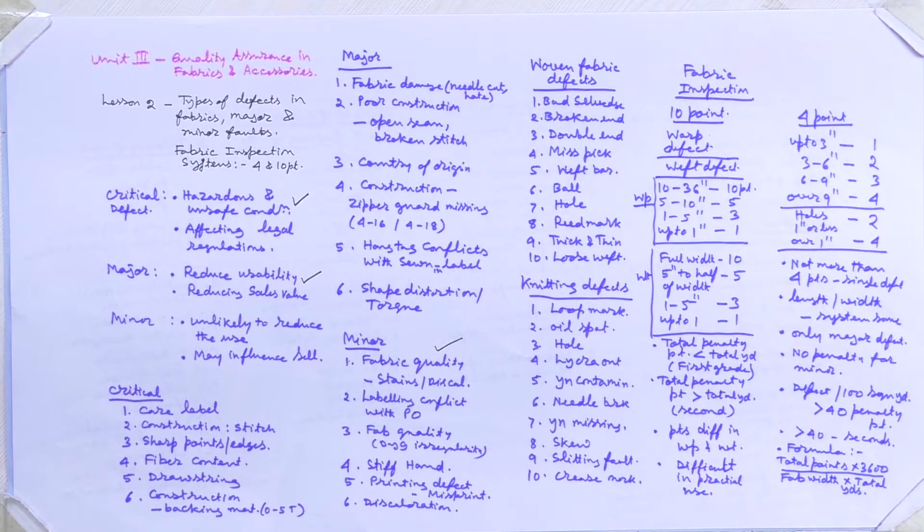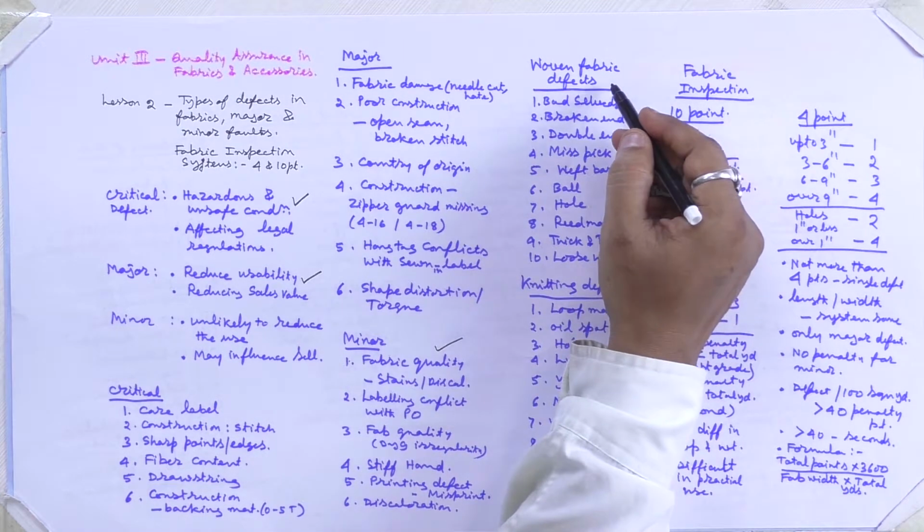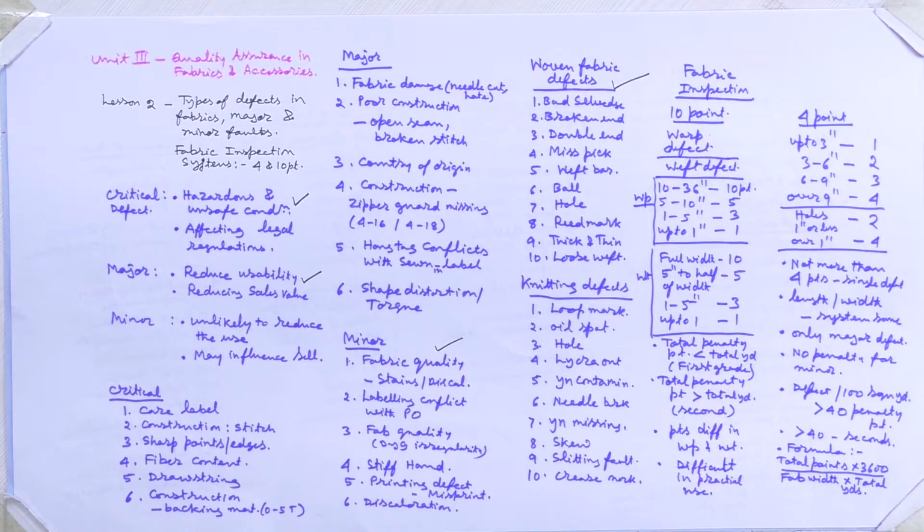Now we will try to see the different defects which can arise in woven fabric. We call them woven fabric defects. What are the different types of woven defects? There is an enormous number of defects available, but we will restrict ourselves to some important defects which we should remember, experience, and try to analyze the cause and remedial measures of such defects.